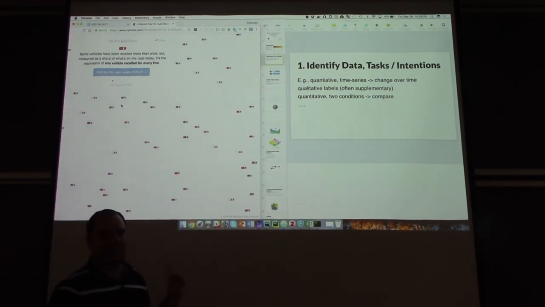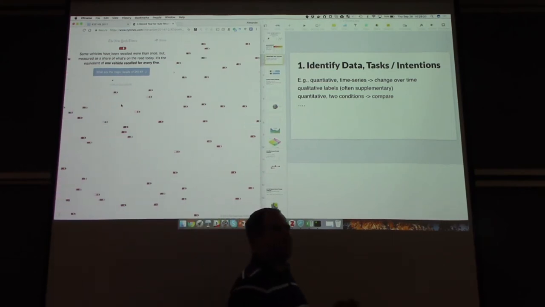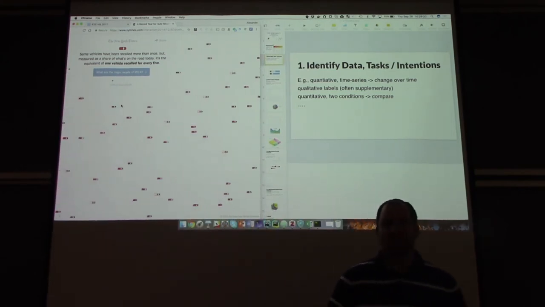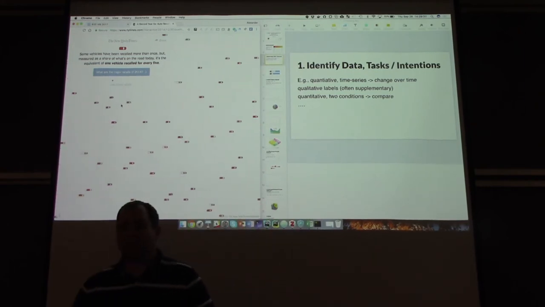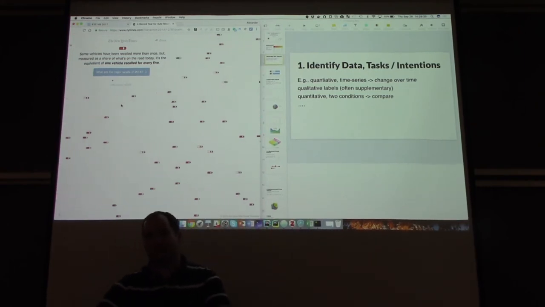What are the marks? Yes, you could say shapes or points or cars, all of that is correct. What is the channel is a little trickier here.